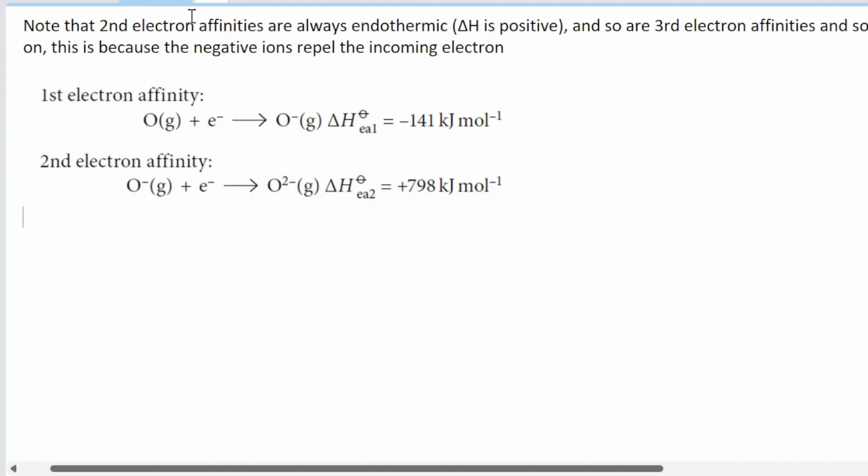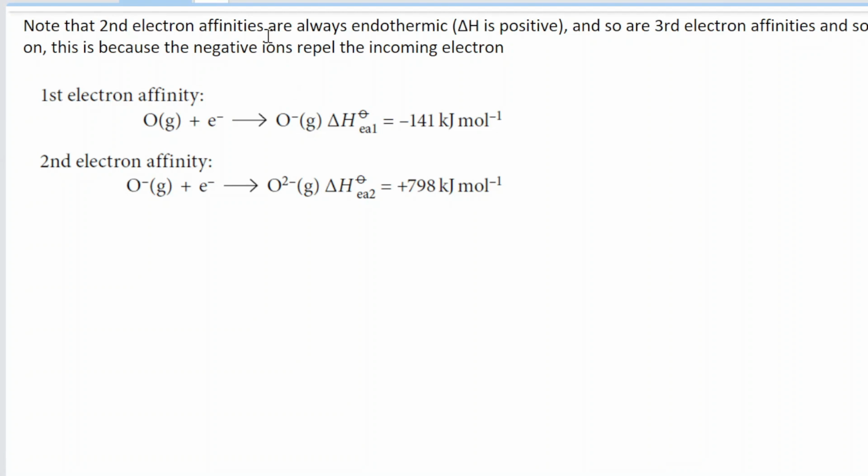Now, an important distinction to make here is that the first electron affinity will always be exothermic, but the subsequent electron affinities will be endothermic. So, for example, the second electron affinity, the third one, the fourth one, etc., all of them will be endothermic, but the first one will be exothermic. I've already explained why the first one is exothermic. Now, why are the second, third, etc., all of them endothermic?